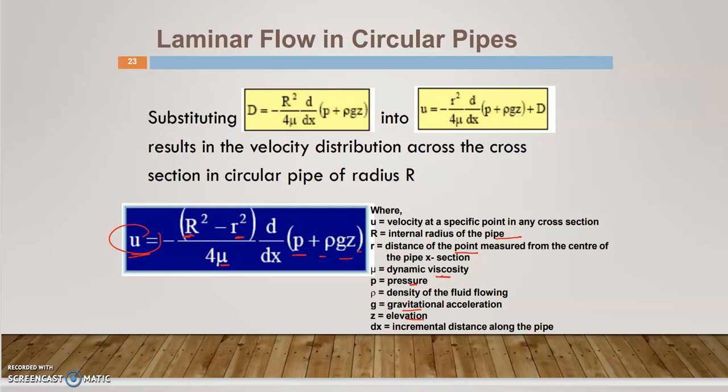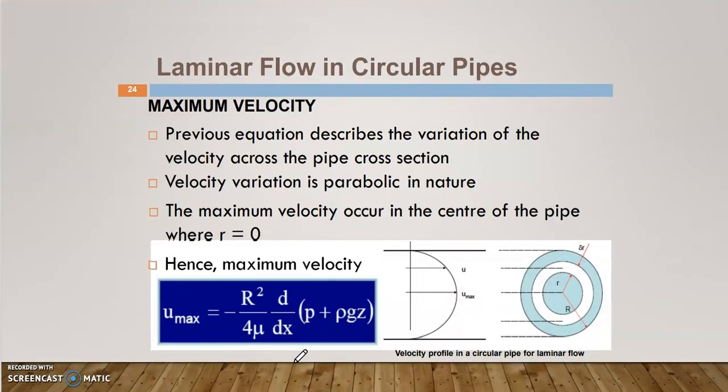Hi, welcome back to our sub-chapter 1.1 in the topic of laminar flow in circular pipes. Previously we looked into the formula to obtain the velocity at a specific point in any cross-section. Now we are going to look into the maximum velocity.